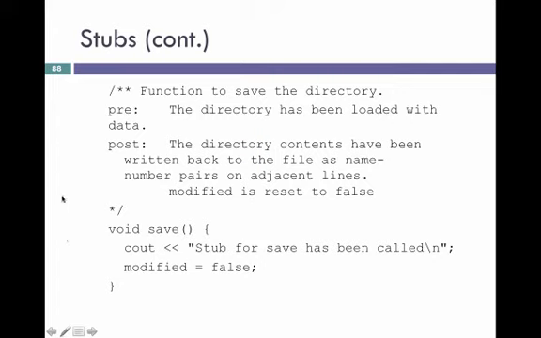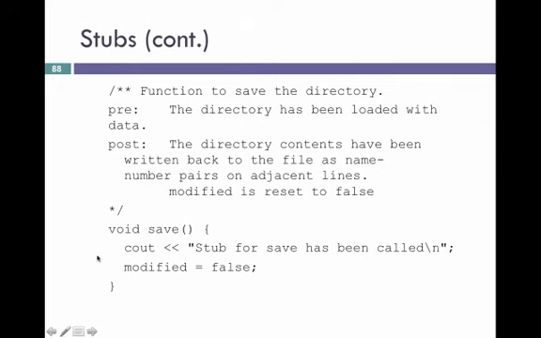So here's a function to save the directory. In our telephone directory program from Chapter 1, we need to output the phone directory to disk. And so we'll have this save function that will do that, and it does not have any return value. Initially, if we're writing another program that wants to call save, we can have this stub where, when we call save, it simply outputs that the stub for save has been called.